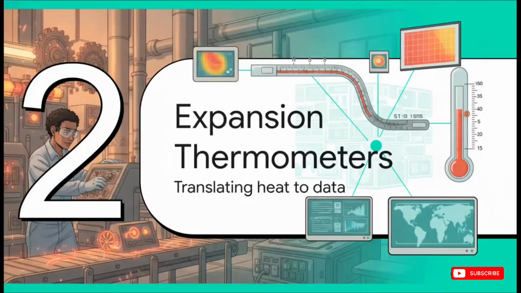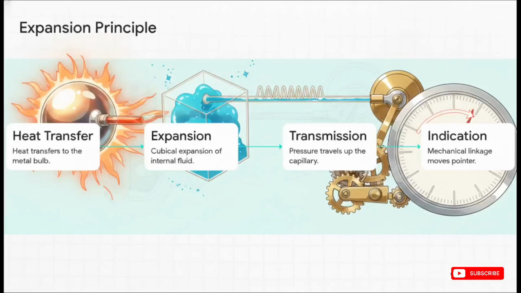Moving right along to Chapter 2, Inside Expansion Thermometers. We have our theoretical language of heat sorted out, but how do we physically measure it on a fast-paced factory floor? Well, we use expansion thermometers. The operating principle here is elegantly simple, but it relies on some really precise physics. It essentially happens in 4 steps.